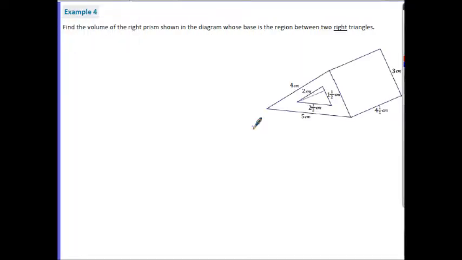Okay, let's take a look at our last example, example 4. It says, find the volume of the right prism shown in the diagram, whose base is the region between the two right triangles. Now, one of the most important parts of this is the fact that they state that it's two right triangles. So if we see here is our right angles in both of these triangles, that will tell us that our base is located here. So we could say that this is a base and that this is a base.